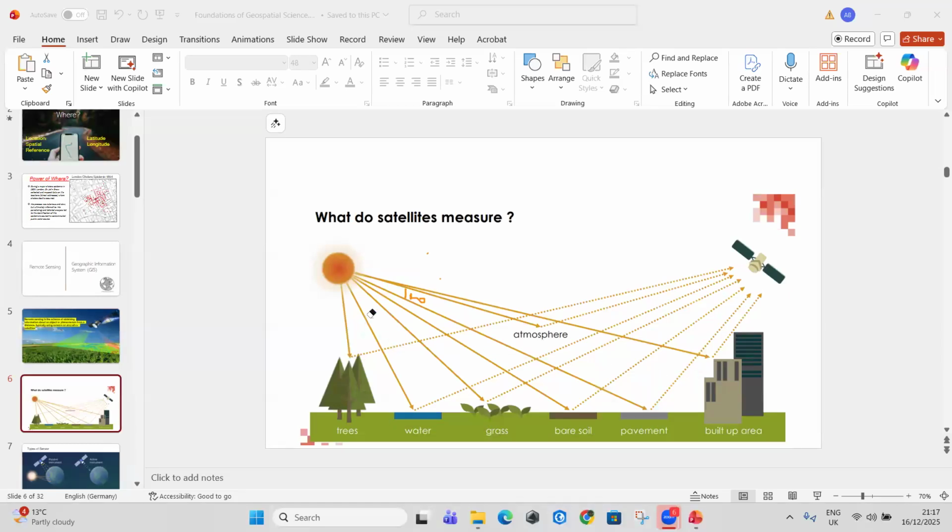Similarly, there are also gases in the atmosphere, right? Our atmosphere is made of gases, so even our atmosphere reflects some energy. Do not worry about what percentage, but you need to understand that everything on earth's surface as well as the atmosphere reflects the energy, and once this energy reaches the satellite sensor, we are able to create an image based on the energy. Okay.